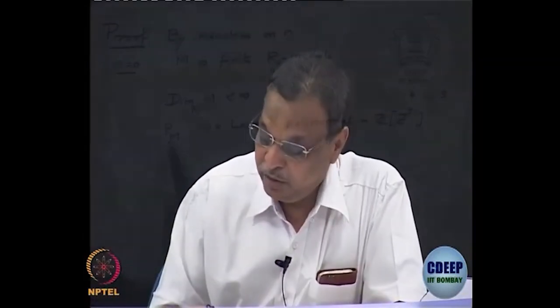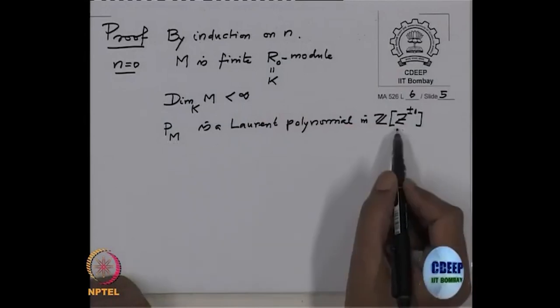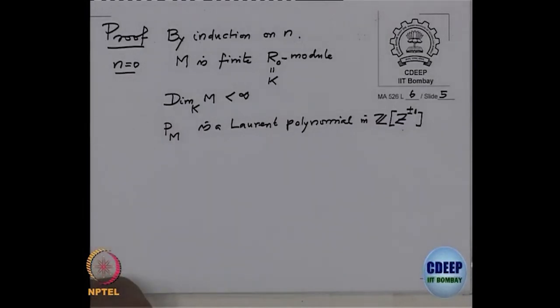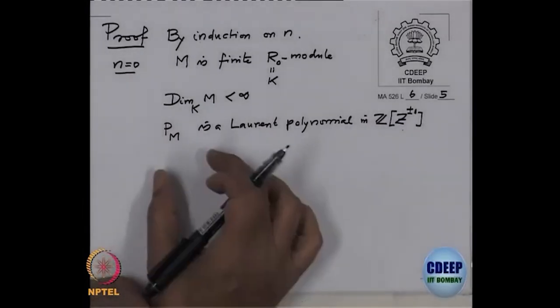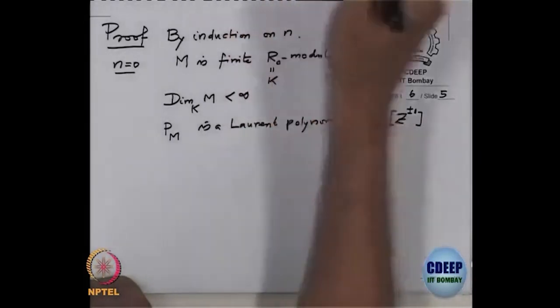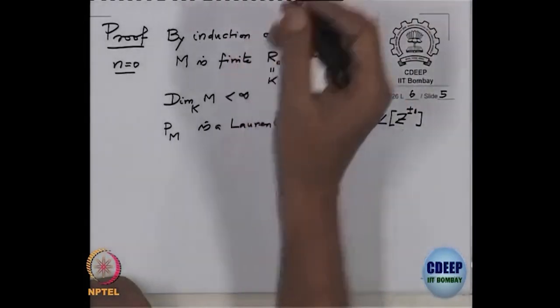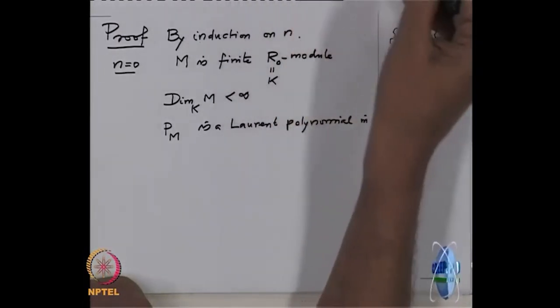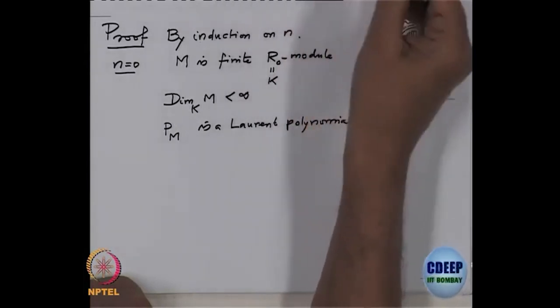So in this case the Poincaré series is really a Laurent polynomial, because after a while all Mm are 0 and only finitely many negative terms are there. That matches with what we wanted to prove, the Poincaré series is a Laurent polynomial divided by this particular polynomial, and in this case all the gammas are not there, because n is 0. So this proves the theorem in the case when n is 0.